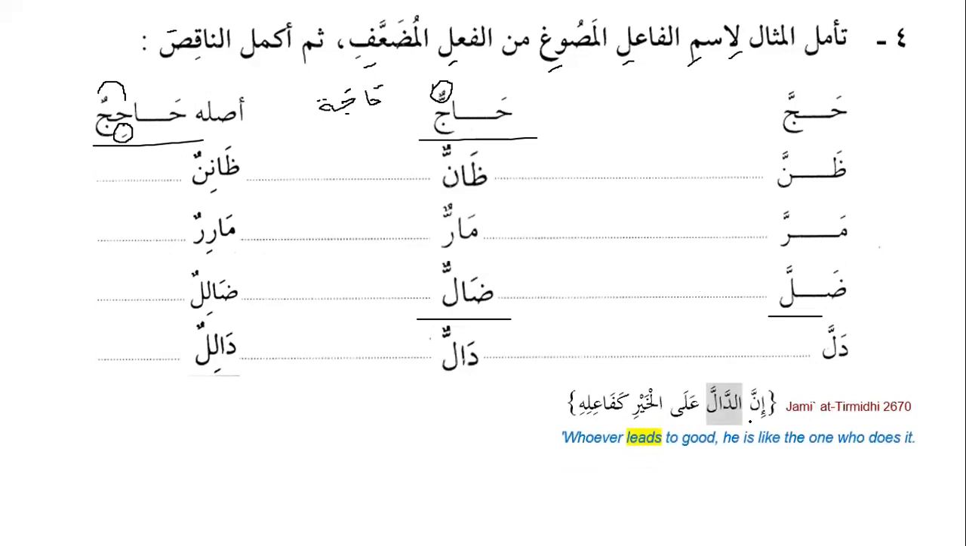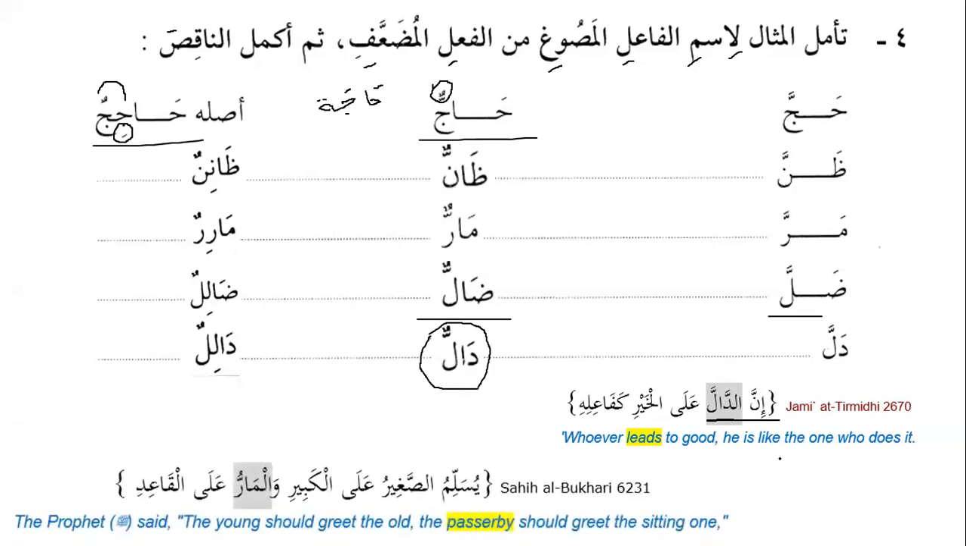Now we can have a look at this beautiful hadith. Inna dalla ala al-khayri kafa'ilihi. So fa'il is also here, and ad-dal too. Whoever leads to good is like the one who does it. So even if we lead someone or cause someone to do something good, inshallah, we will also get the ajr for doing that. Here it is ismul fa'il from dalla yadullu, fahuwa dallun.